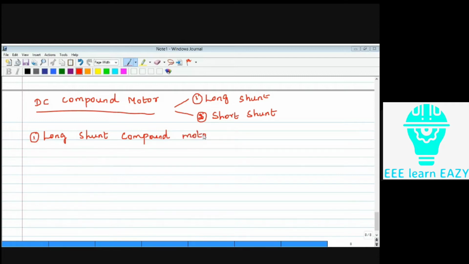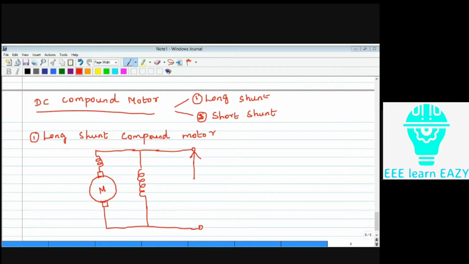So a long shunt compound motor will be like this. We have the motor armature here and part of the series winding connected here, and the parallel winding connected across the armature as well as the supply. If you have this kind of connection, that is nothing but a long shunt compound motor.